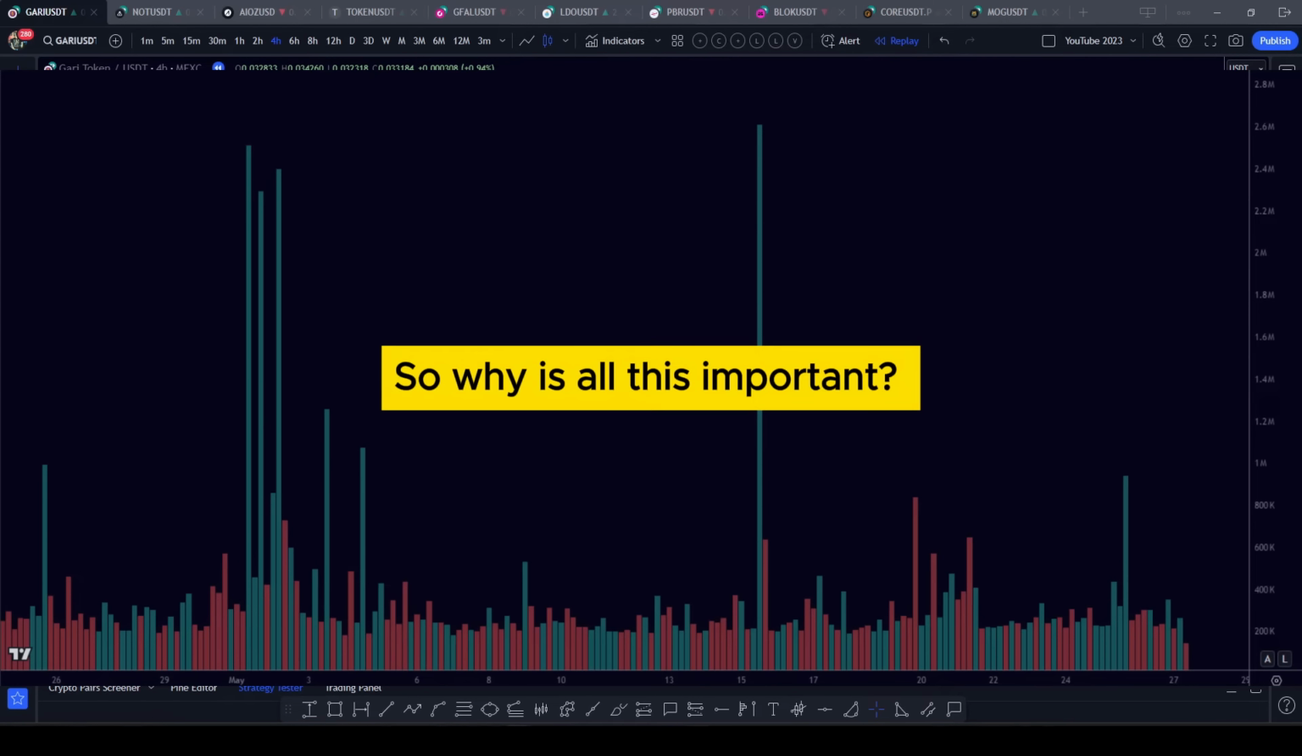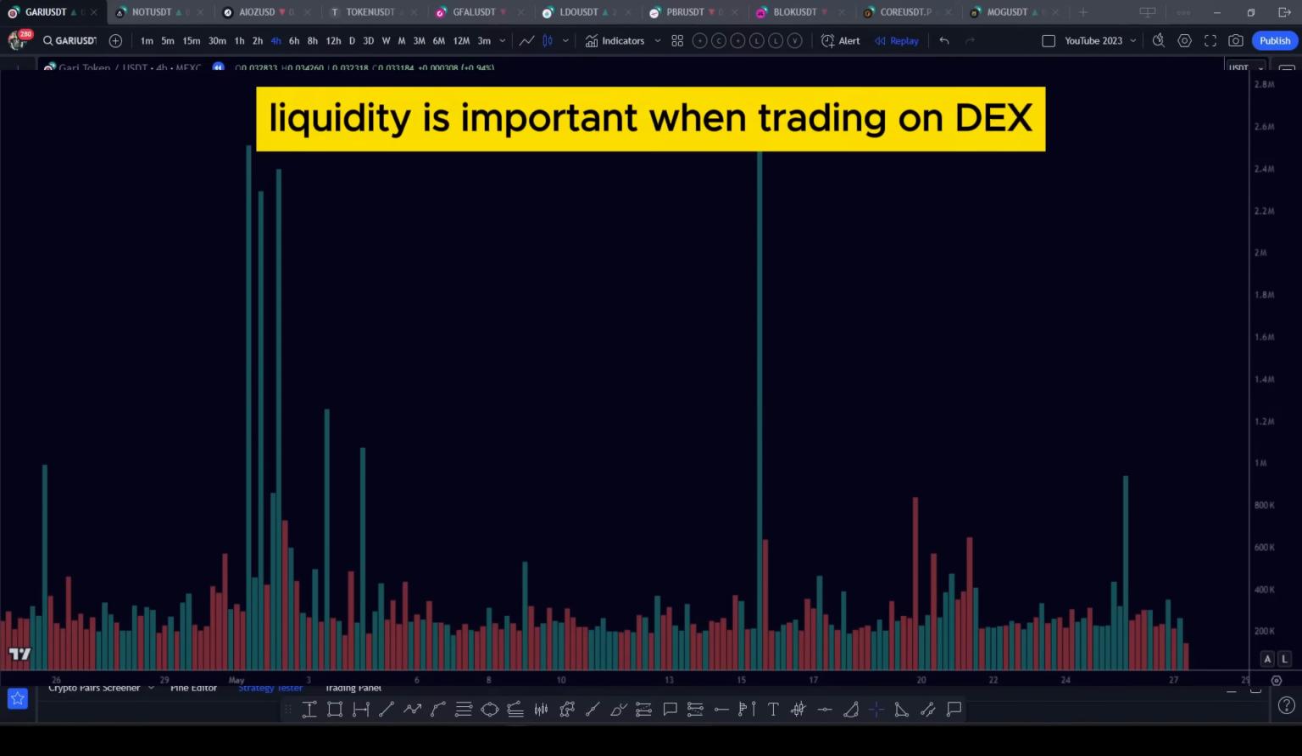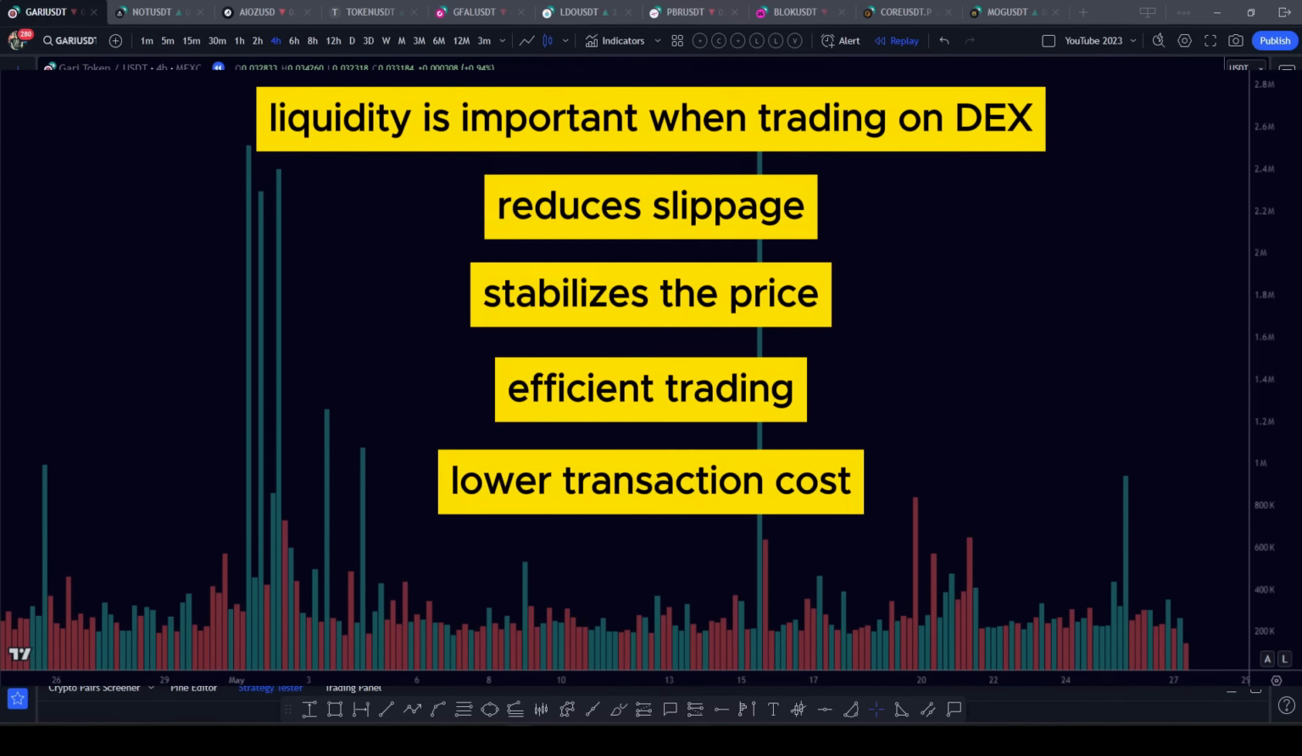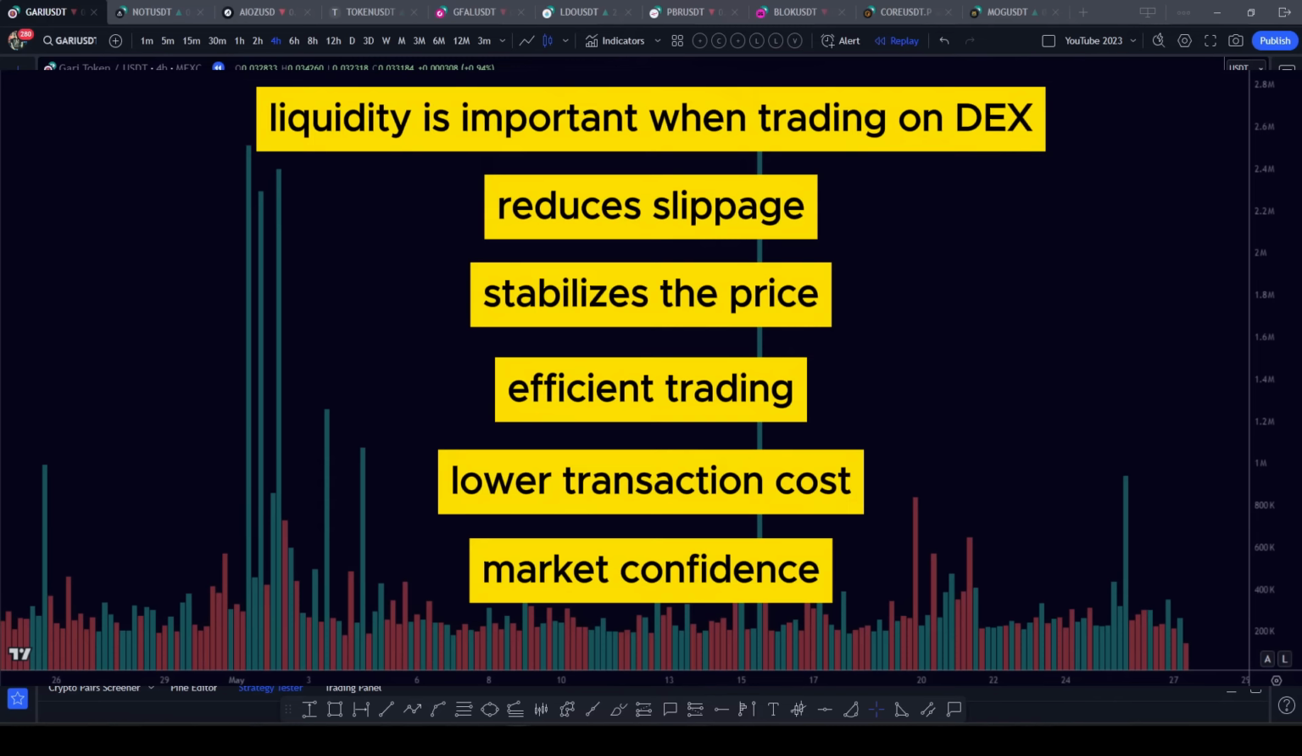So why is all this important? Well, liquidity is important when trading on a DEX because 1, it reduces slippage. 2, it stabilizes the price. 3, efficient trading. So higher liquidity leads to faster order fulfillment. 4, we have lower transaction costs. Next, we have market confidence. Whenever there's higher liquidity, it indicates a healthy and active market.